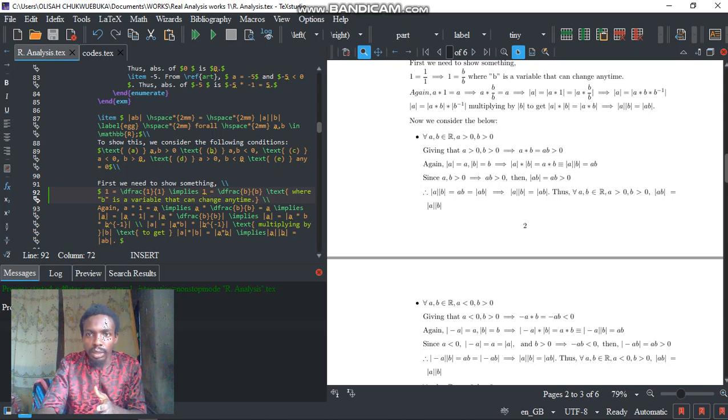You understand? So then the absolute value of a, which is equal to a, times the absolute value of b, which is equal to b, just gives us the same thing as the absolute value of a times the absolute value of b, equal to what? AB.